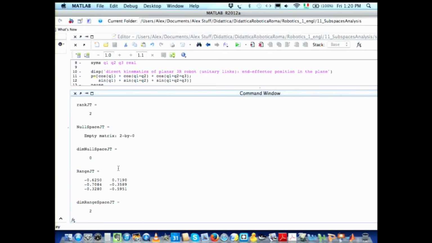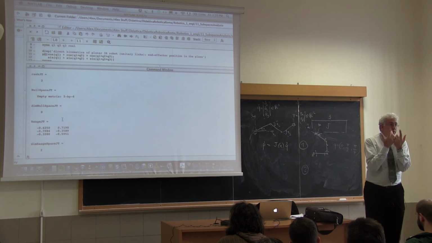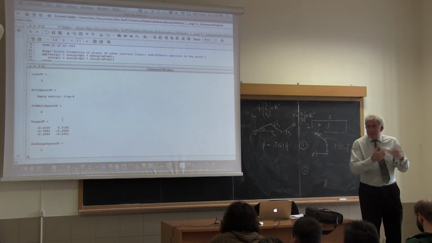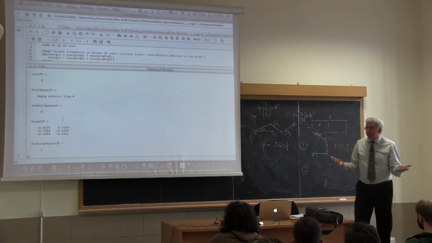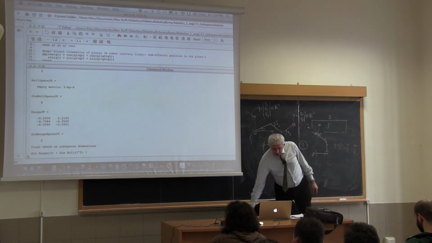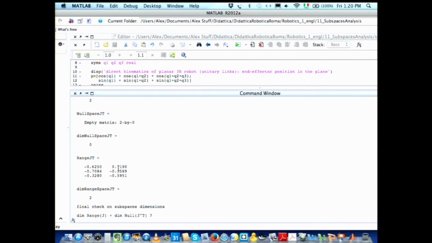And it cannot be larger than 2, because I have only 2 column vectors in the J transpose. So by combining these, I cannot generate more than 2 independent vectors. Okay? So this is done. Now we do the final check. We test if these dimensions are okay.